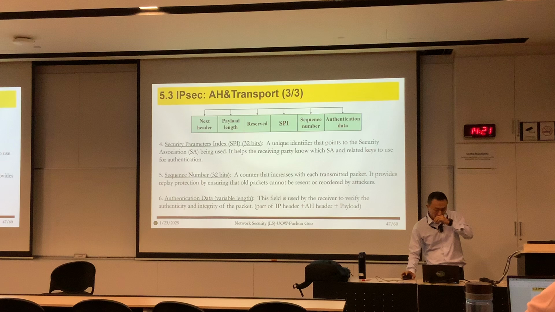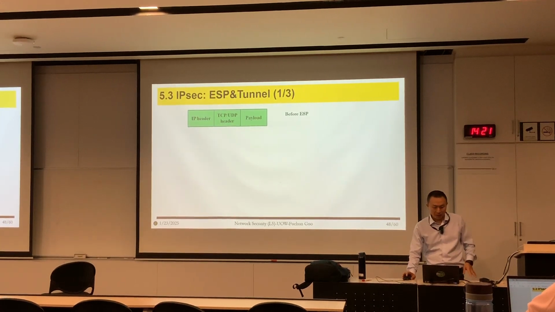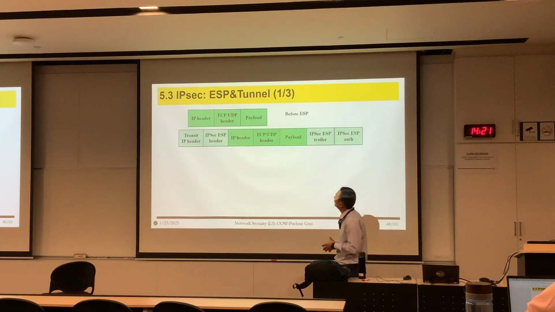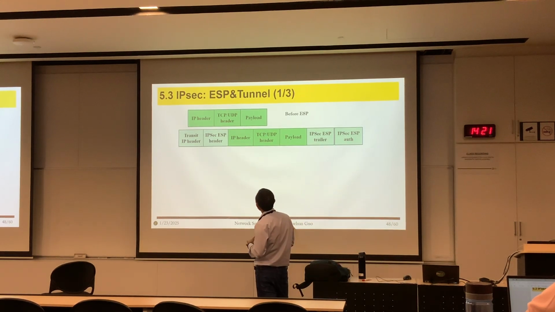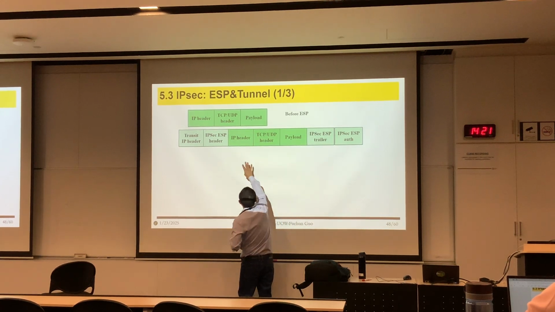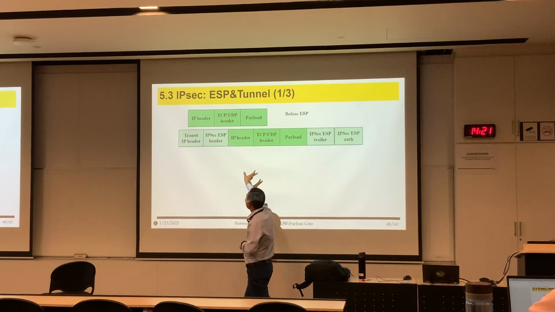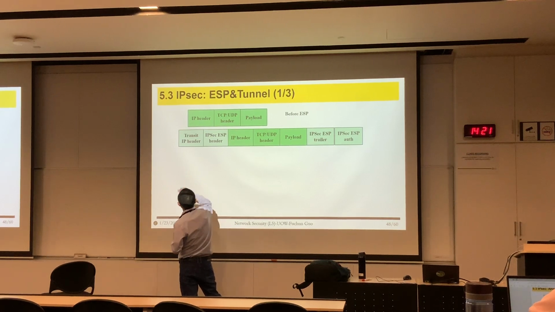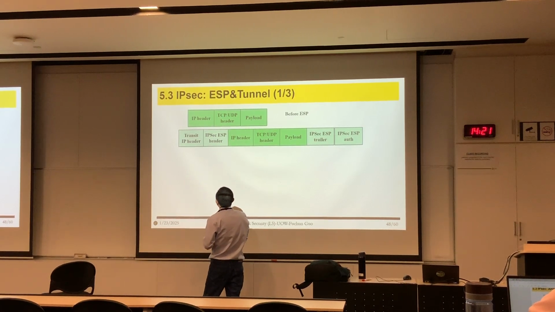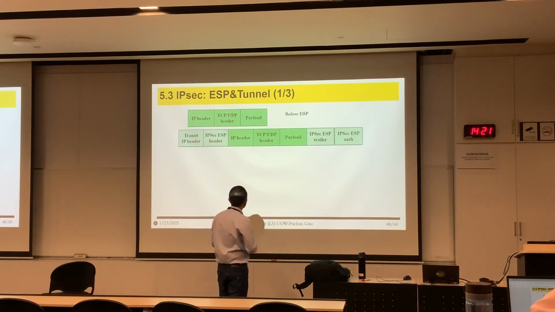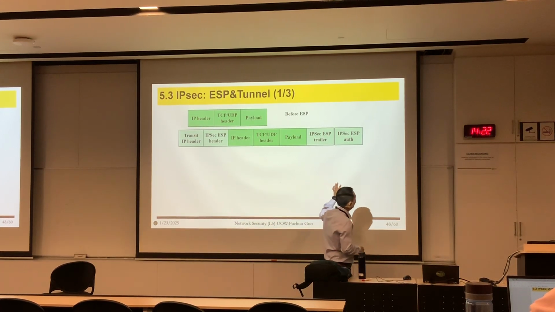Now, we look at how ESP plus transport looks like. So in the ESP plus transport, we have the original IP header plus the payload, right? And this part will not be changed, but we will add some headers, the IP header and some information related to IP security inside the IPsec ESP header, and some kind of trailer data.